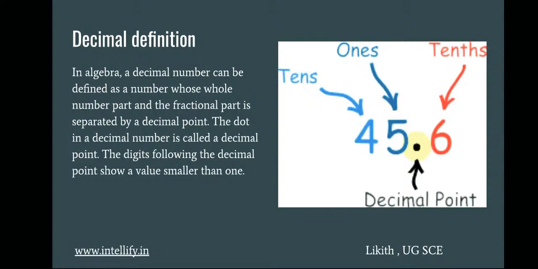The fraction part is always less than 1. You can see here it's 0.6. It's not compared to 1 because it is 0.6, it's not just 6. A decimal number is also a fraction, where when we divide a number by another we get a decimal number.